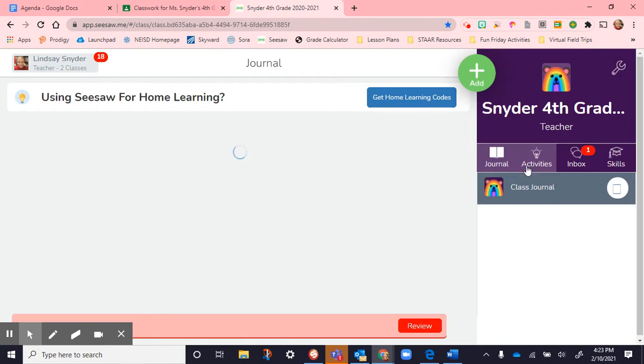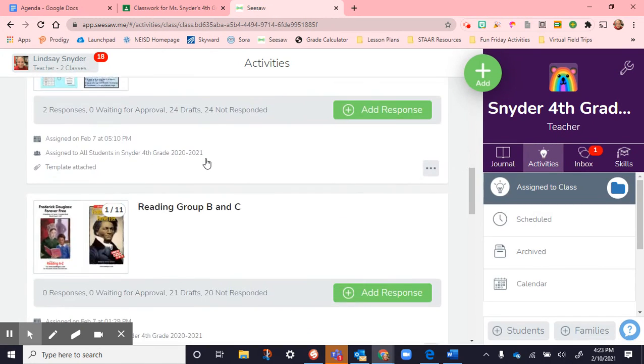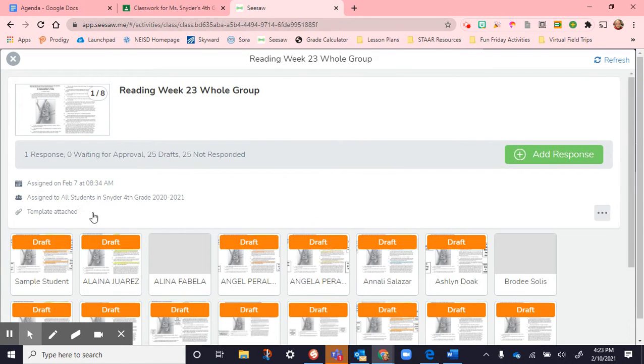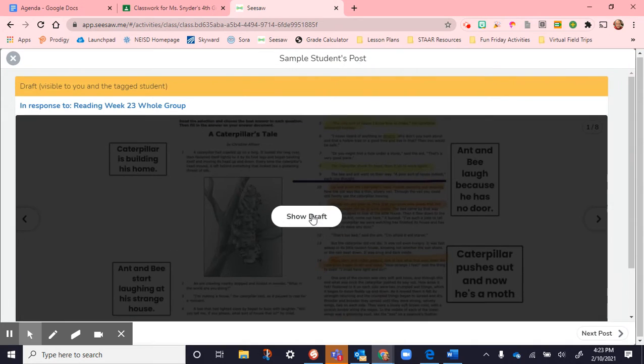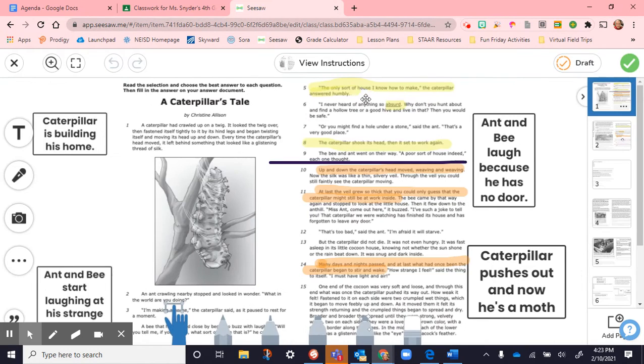All right, so this is in Seesaw, which I apparently got out of by accident. So let me log back in real quick. All right, so if you go to your activities and you go down to reading, you have reading week 23 whole group. Open up your draft. And so on Monday, we started The Caterpillar's Tale. And so Caterpillar's Tale, we read the story.